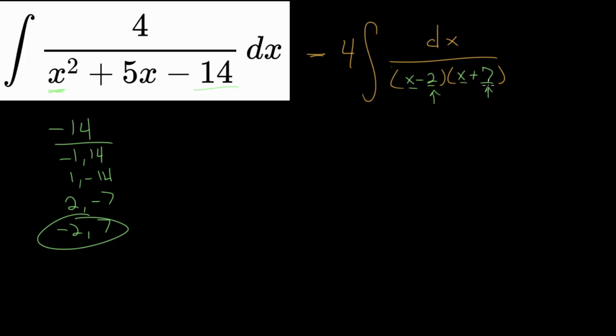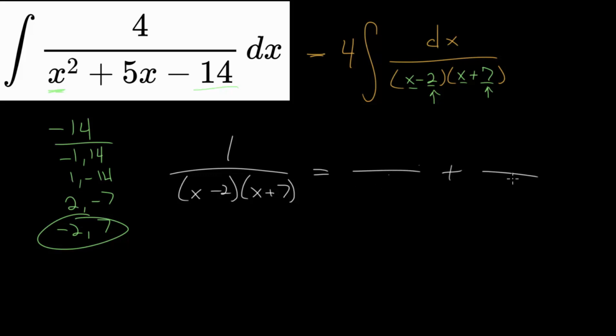And of course, we can check this by just re-multiplying everything out. Now, at this point, we can rewrite this fraction here as a sum of two fractions. And to do that, let me first rewrite just our fraction here, 1 over x minus 2 multiplied by x plus 7. We want to rewrite it as a sum of two fractions where the denominator in each of these is one of these factors. We can have x minus 2 here and x plus 7 here.